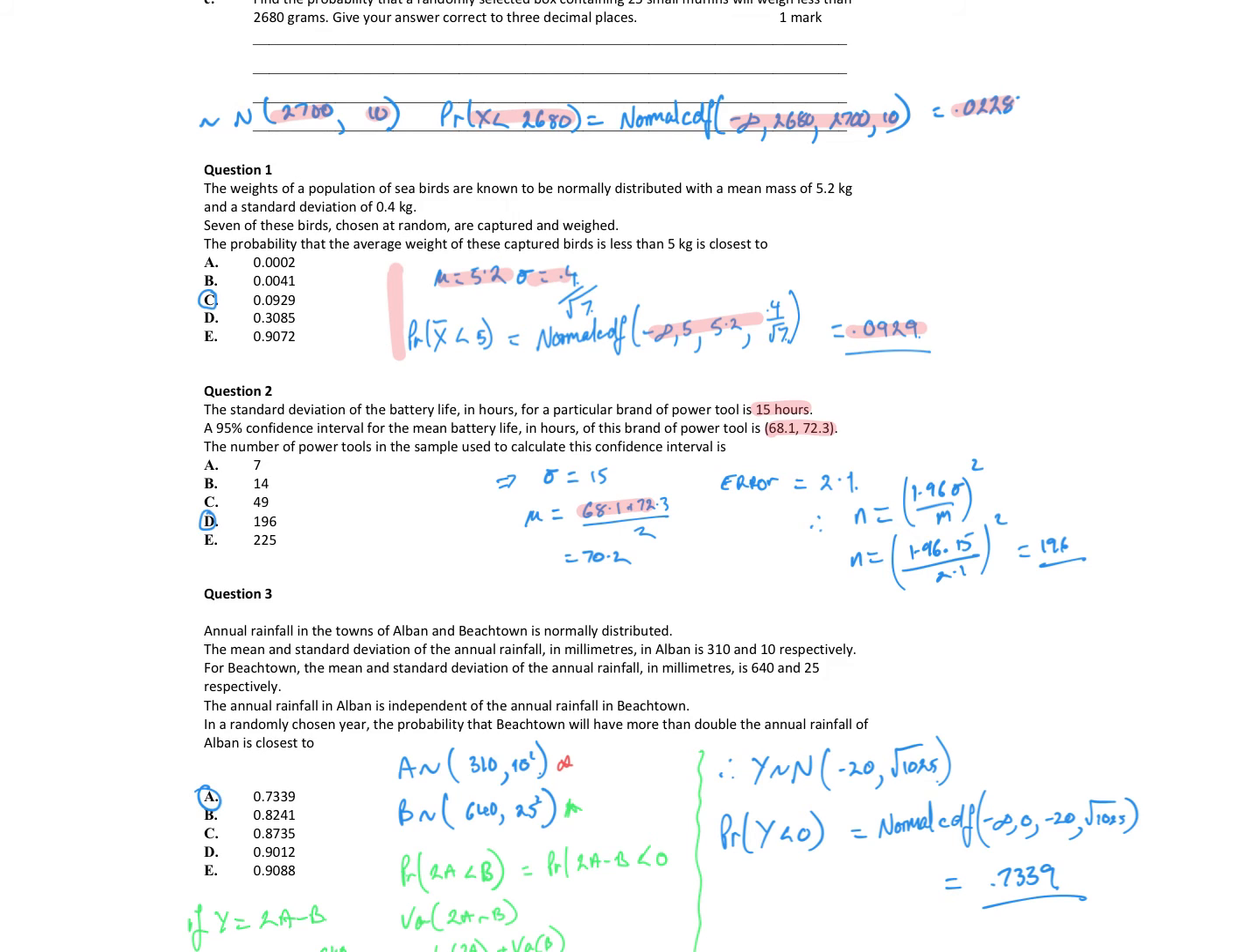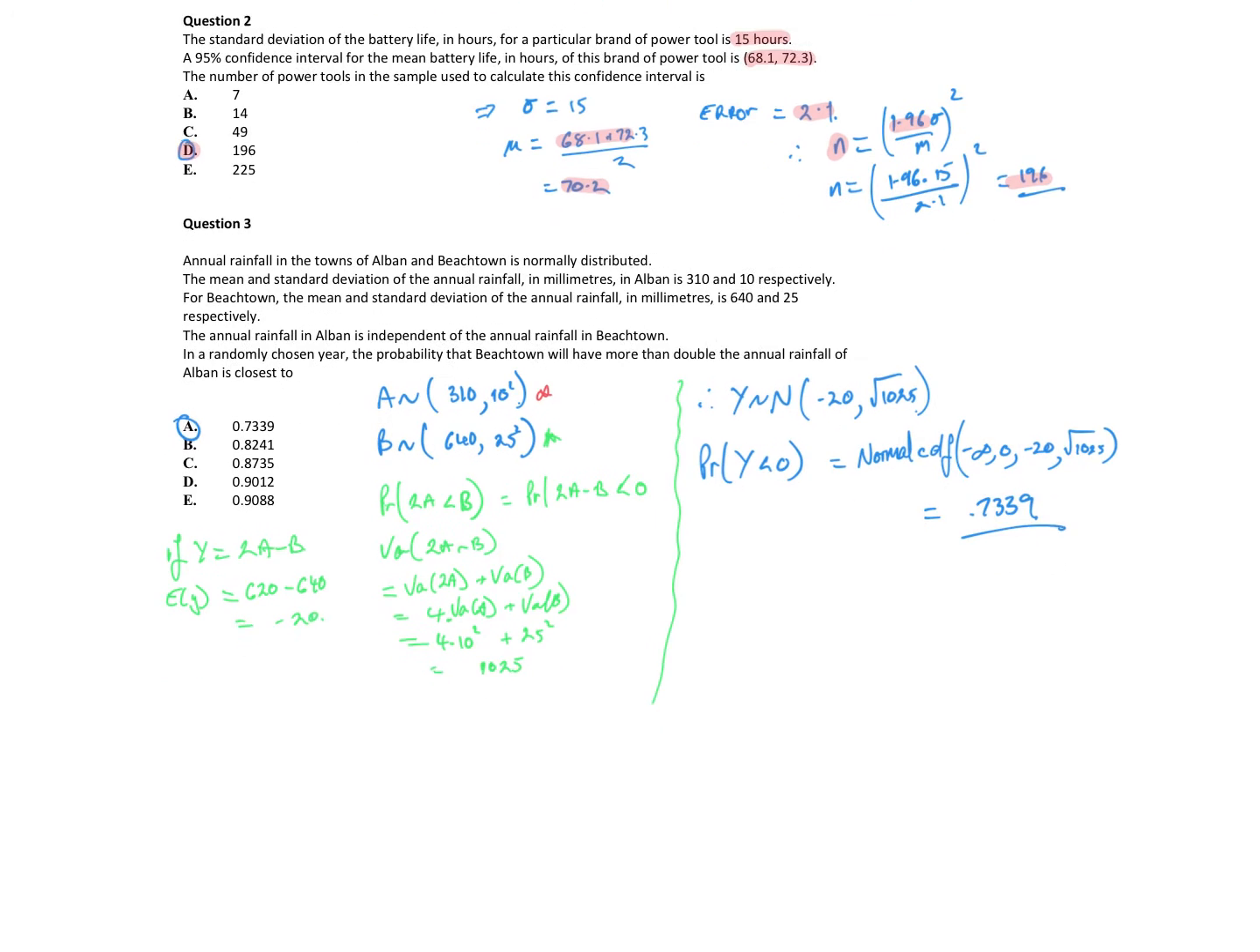The mean, or the middle, if you like, of my confidence interval is 70.2, which makes the error 2.1. Okay, 2.1 above, 2.1 below. So if I want to find the sample size n to come up with the confidence interval with an error of 2.1, it's 1.96 times sigma over the error, all squared, and we'll end up with 196, okay, which is D.